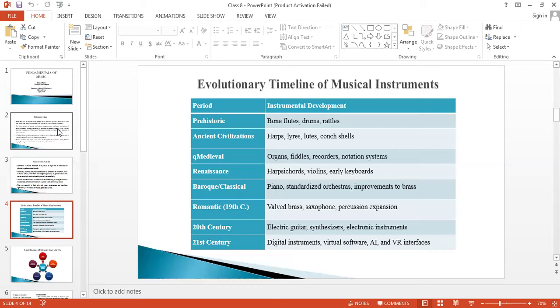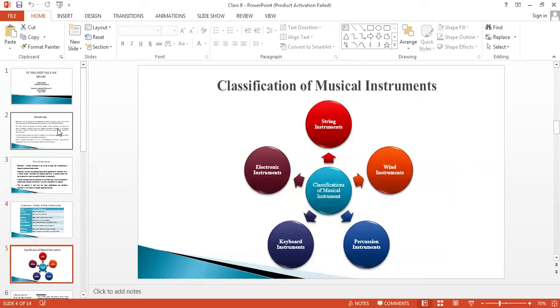And you see this evolution is actually coming in. For drum sets, we have the electric drum set also coming in. So you see the evolution. There are classifications of musical instruments. We have the string instruments, the wind instruments, the percussion instruments, the keyboard instruments, and the electronic instruments.